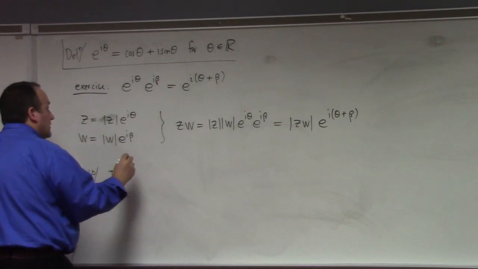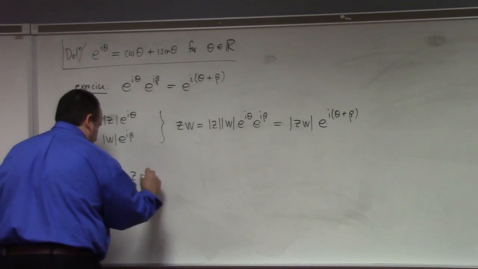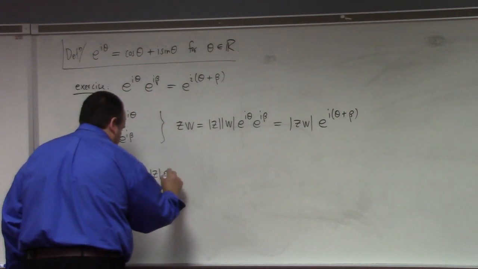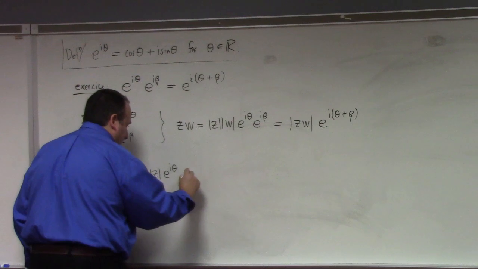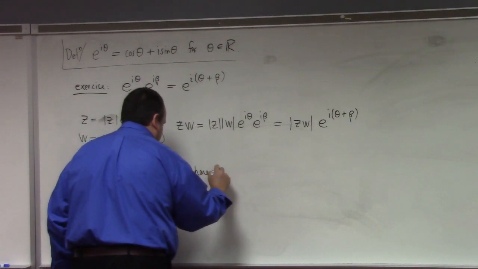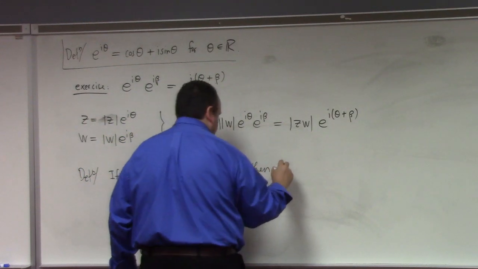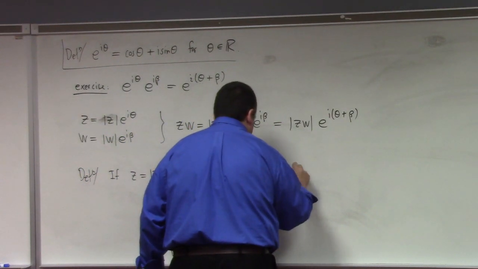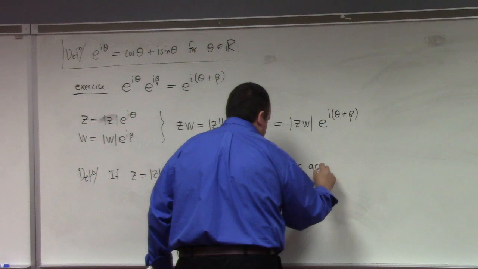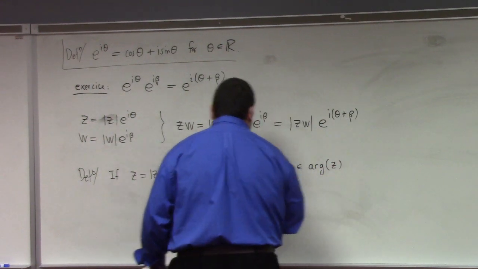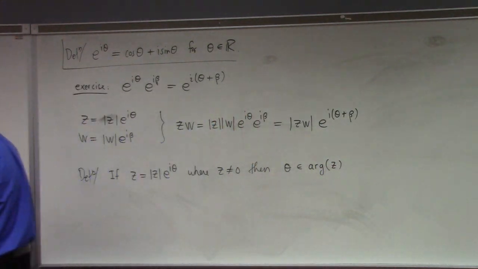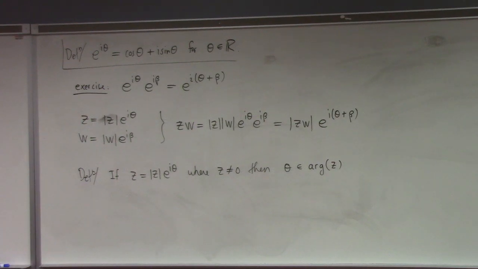If z is equal to the modulus of z times e to the i theta, where z is not equal to 0, then theta is an element of arg z. This is the so-called argument of z.